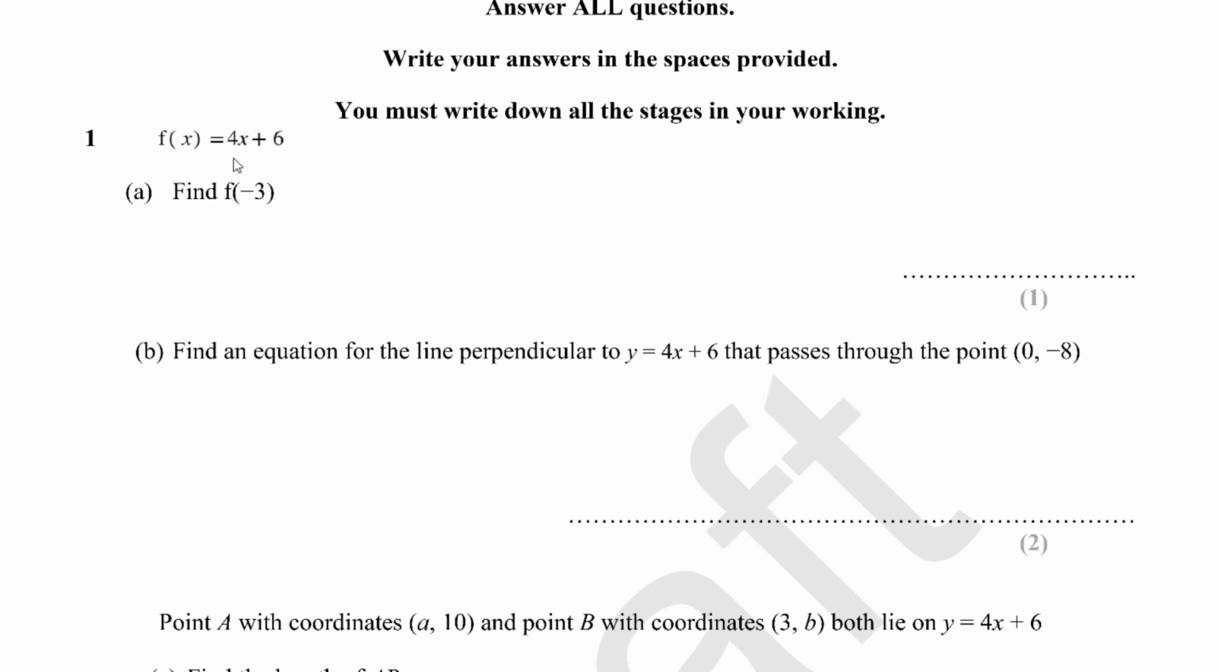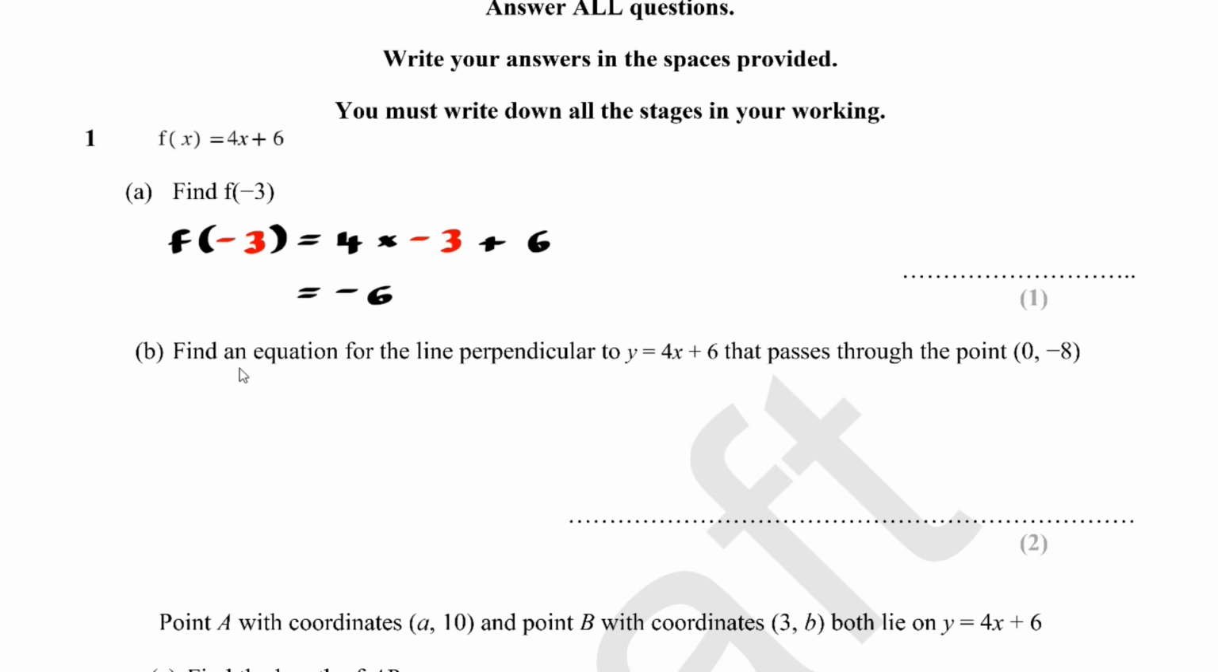Question 1. f of x is equal to 4x plus 6. Part A. Find f of negative 3. Well, f of negative 3 can be found by replacing the x with negative 3. So we have f of negative 3 equaling 4 multiplied by negative 3 plus 6. 4 multiplied by negative 3 is negative 12. Adding on 6 to that, we end up with negative 6, and therefore f of negative 3 is negative 6.